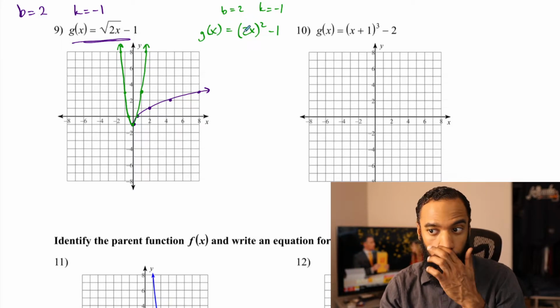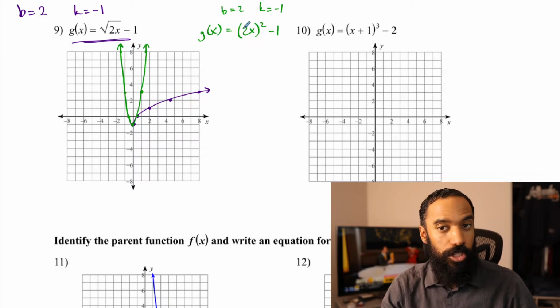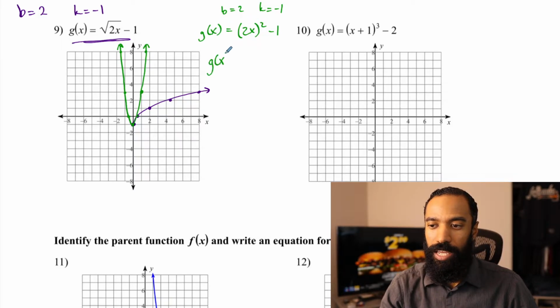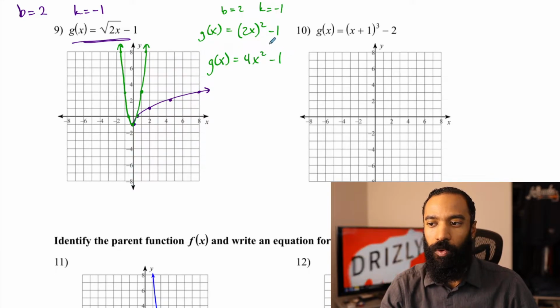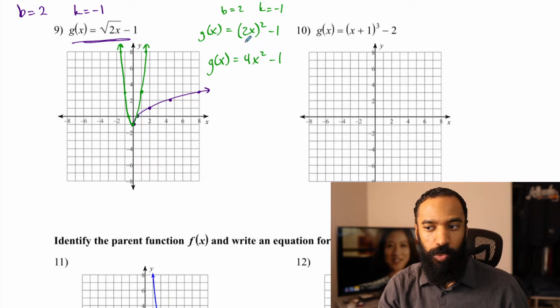Now, alternatively, what could we have done? We could have squared the 2, right? We could have done just like I did from that other one where I squared the negative 1. We could have turned it into 4x squared minus 1. Mr. Robinson, what's the difference between this and that?